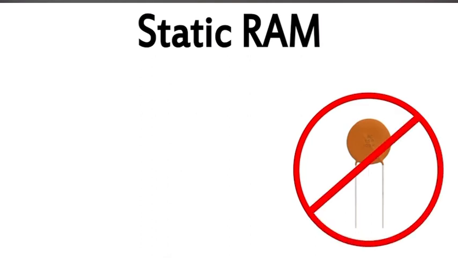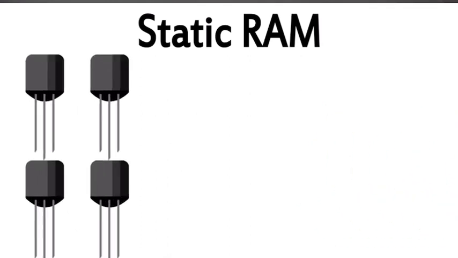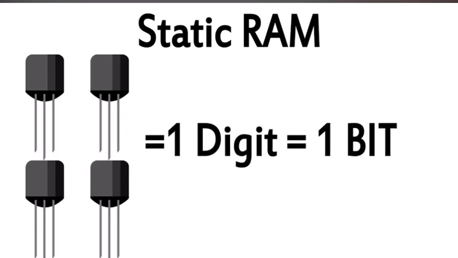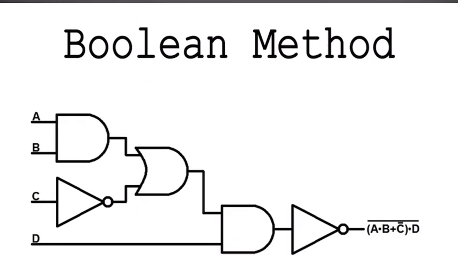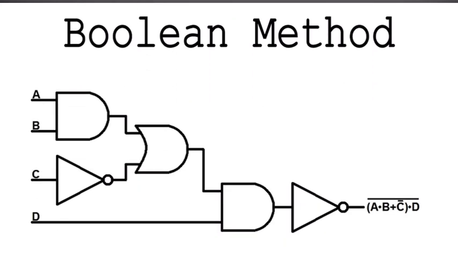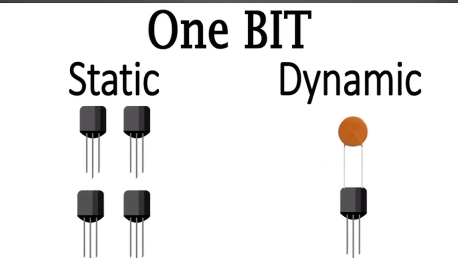Instead of using capacitors, static memory uses only transistors. But it requires 4 or sometimes 6 of them in order to represent one single digit of binary, and therefore one bit of data. Static RAM accomplishes this by using something called the Boolean method, which is too complex to get into now, but I'll make a video on it in the future. In short, because static RAM requires more transistors to represent a single bit of information, it obviously requires more physical space on your RAM chips in order to do so. This results in less storage space.